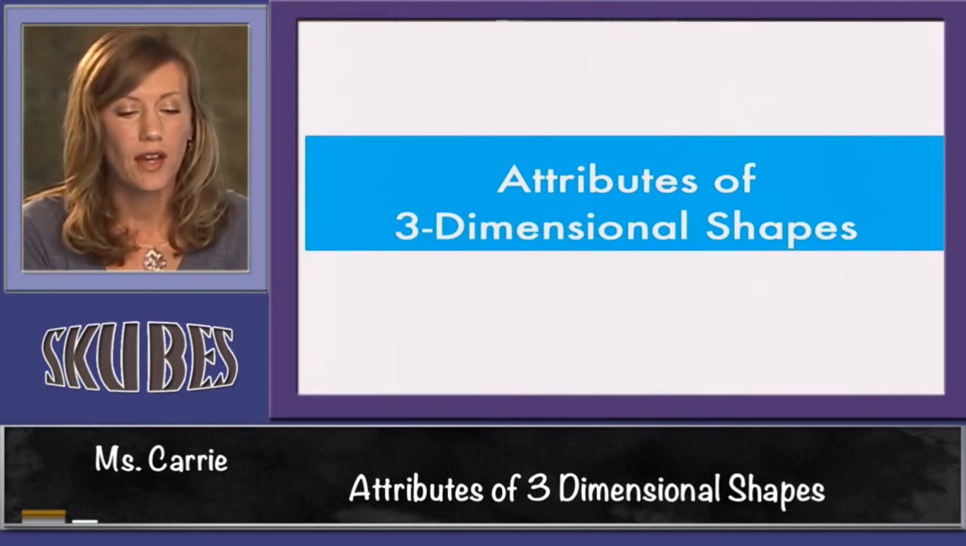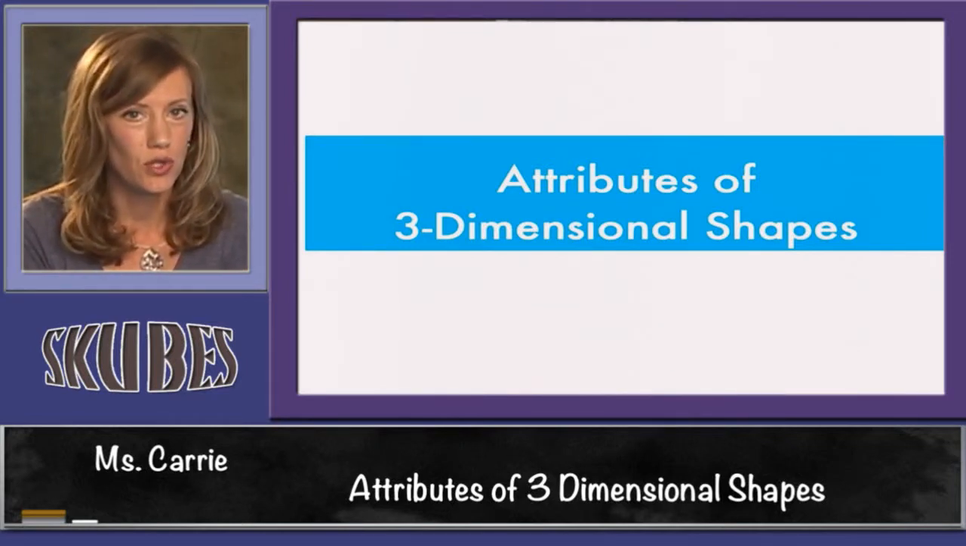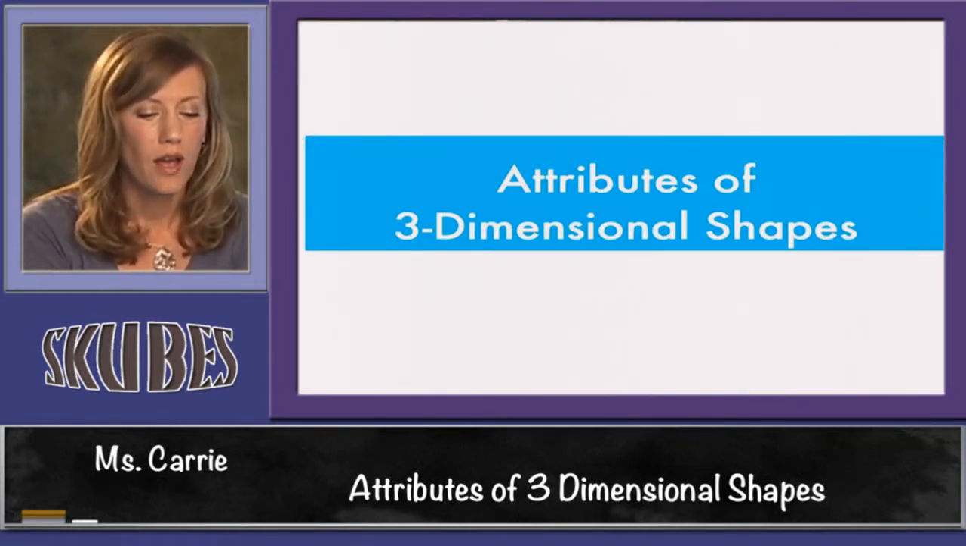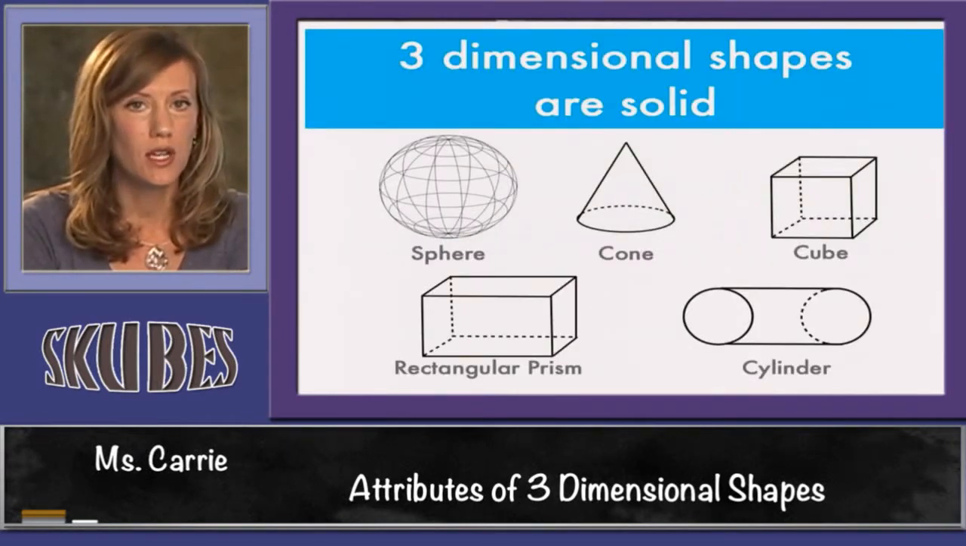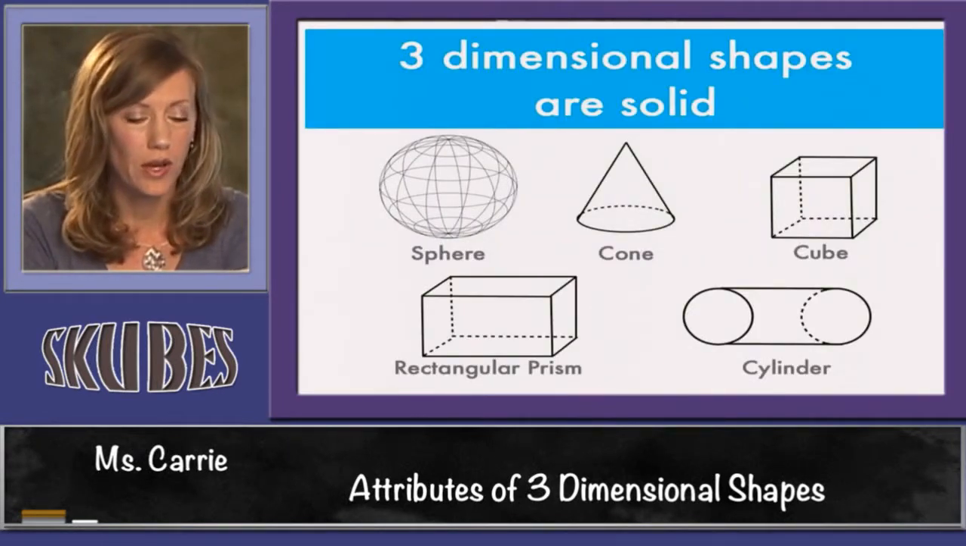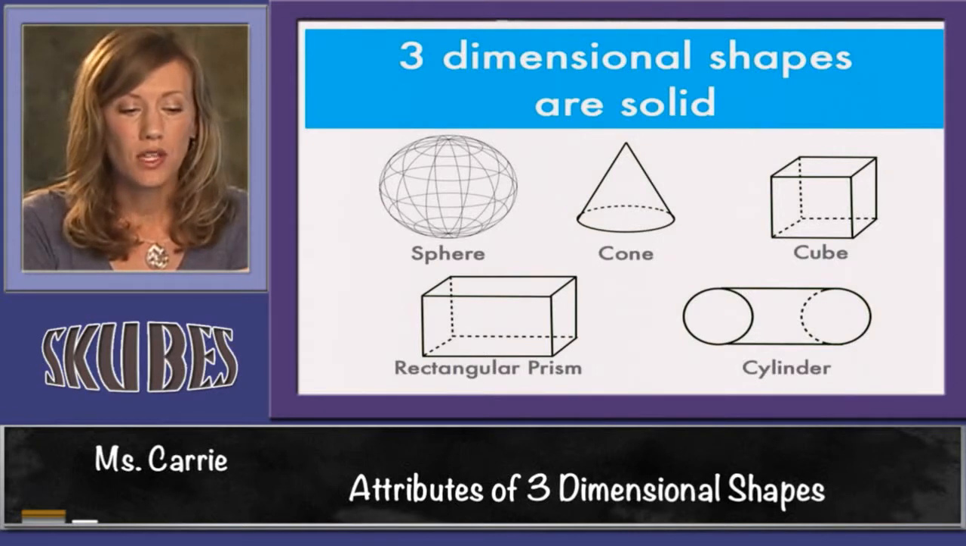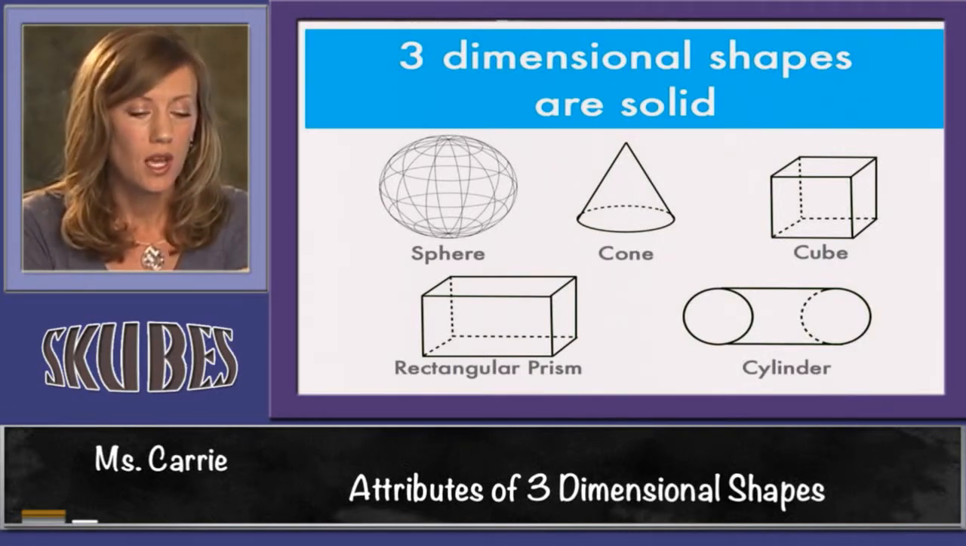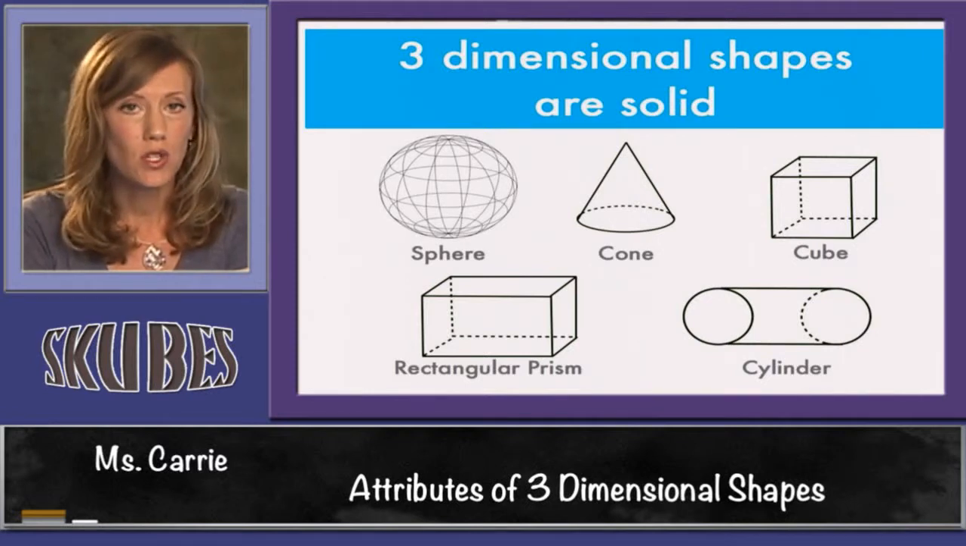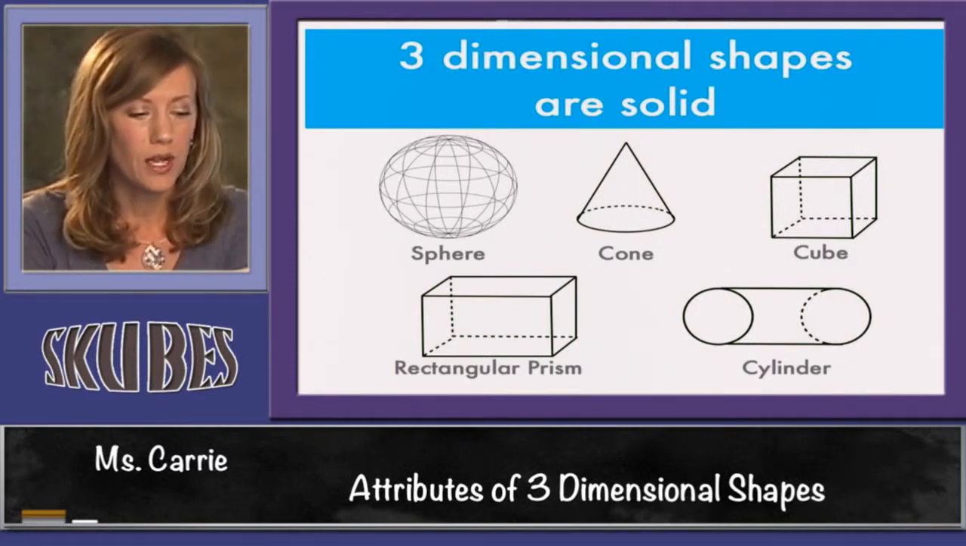This lesson is on attributes of three-dimensional shapes. Now, attributes are just things that we notice, like characteristics about a shape. And three-dimensional shapes are different than flat shapes. I'm going to go through all the three-dimensional shapes and we're going to talk about the difference.